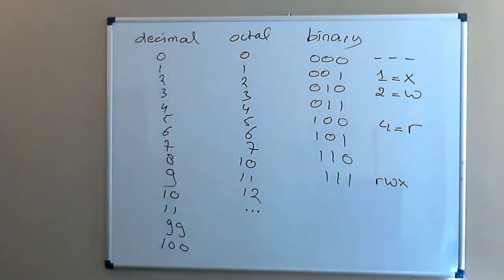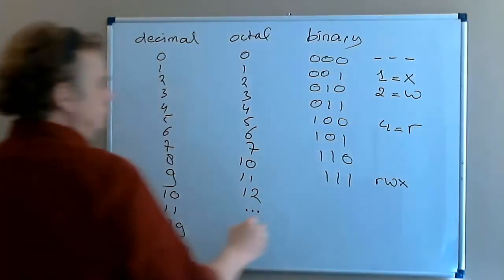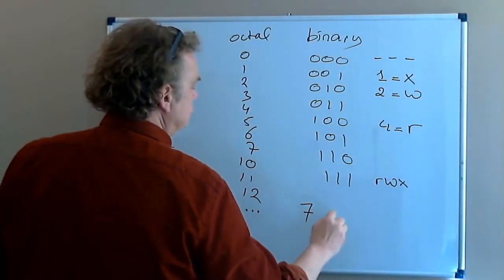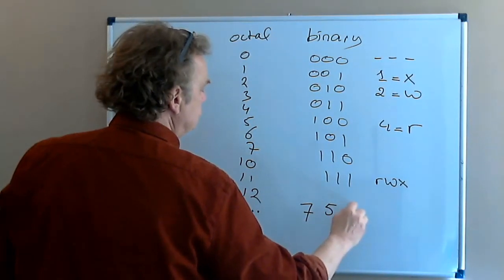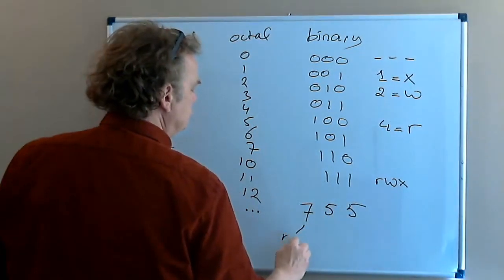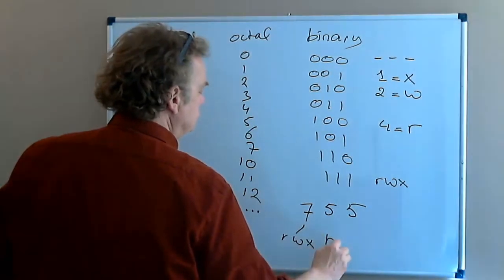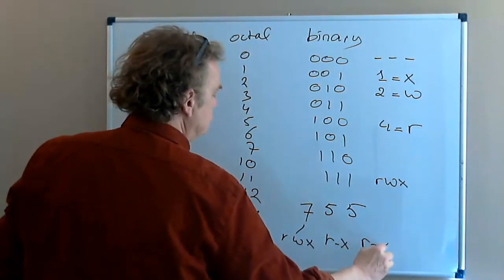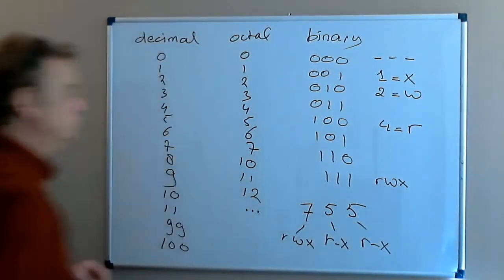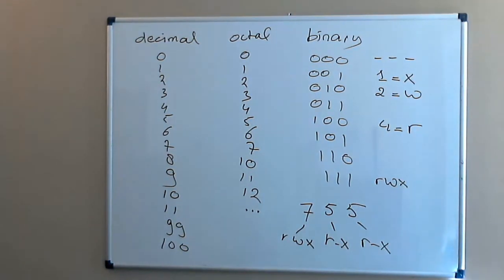And as we saw, there are 3 sets of permissions. So we have the user, the group, and others. So for example, if we want to give the user all permissions, so read, write, and execute, and the group only read and execute, and the others also only read and execute, we should say 755, which means read, write, execute, read, execute, read, execute.